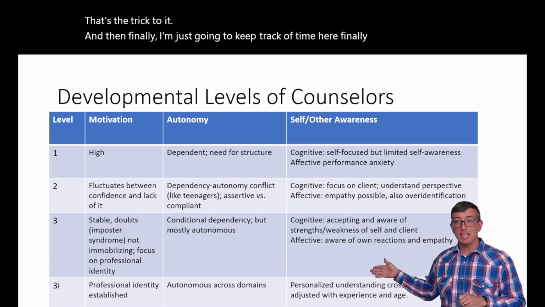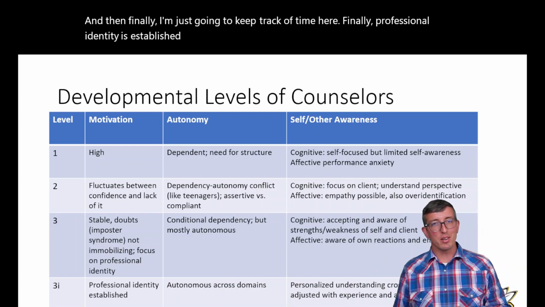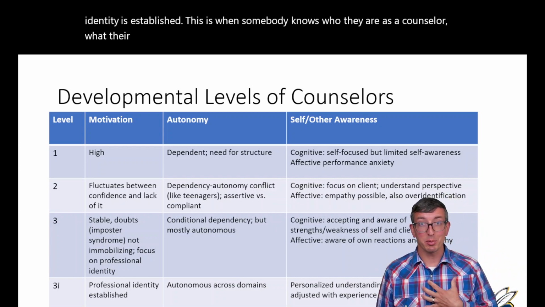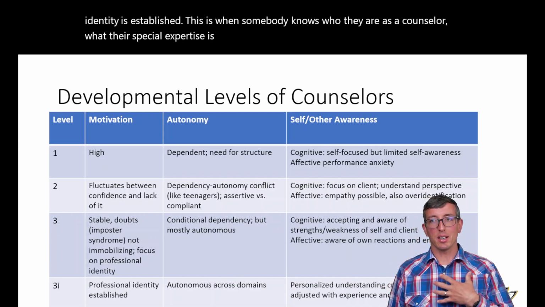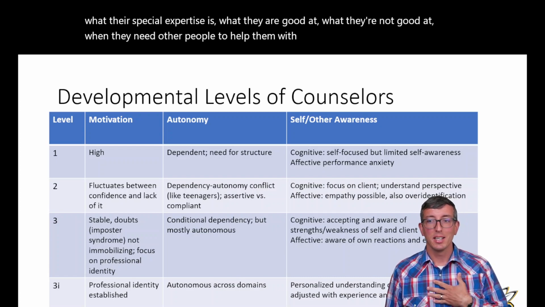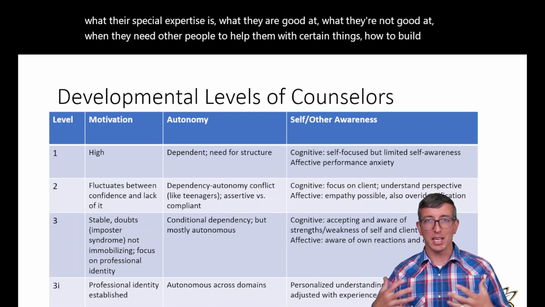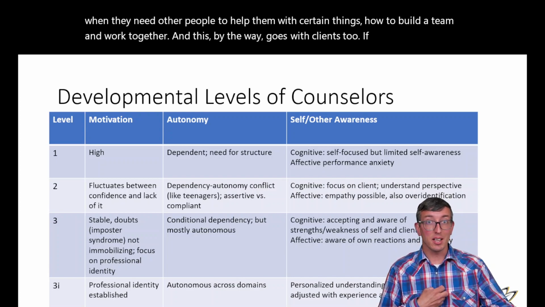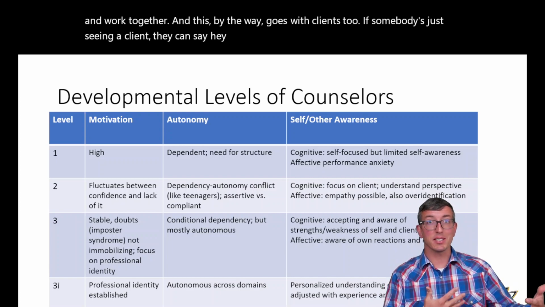Finally, professional identity is established. This is when somebody knows who they are as a counselor, what their special expertise is, what they are good at, what they're not good at, when they need other people to help them with certain things, how to build a team and work together. And this, by the way, goes with clients too. If somebody's just seeing a client, they can say, hey, this is a collaborative process. Here's what I can do.